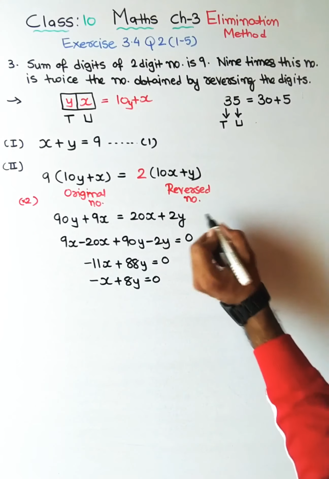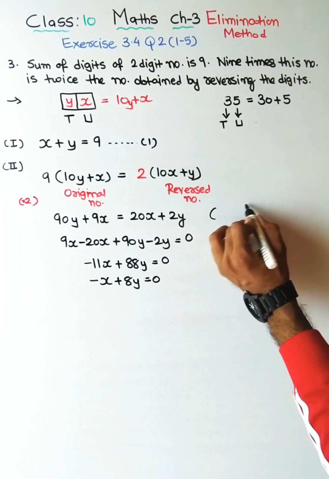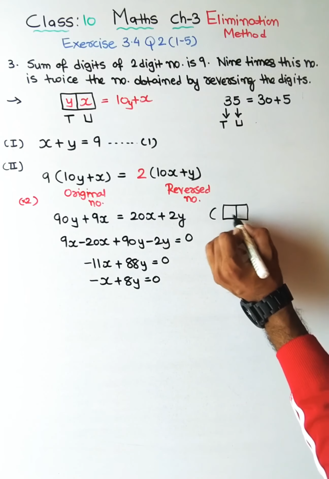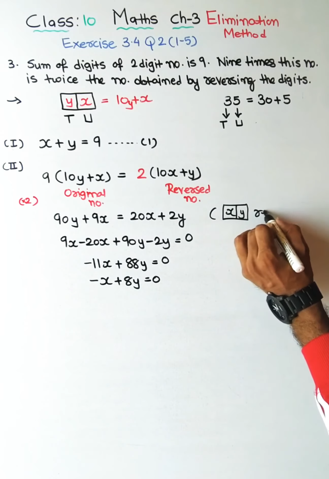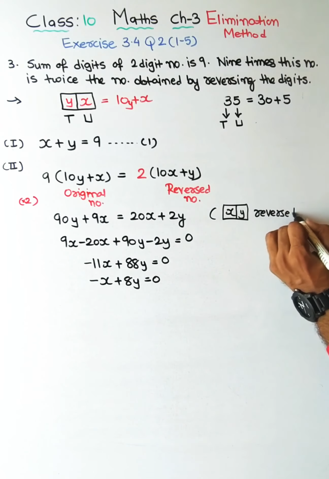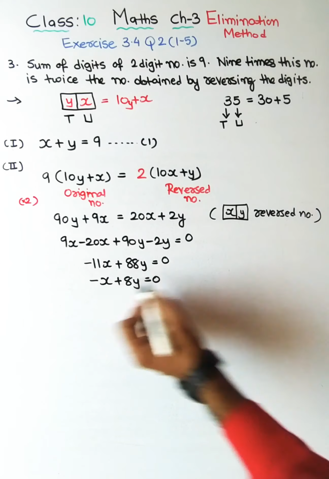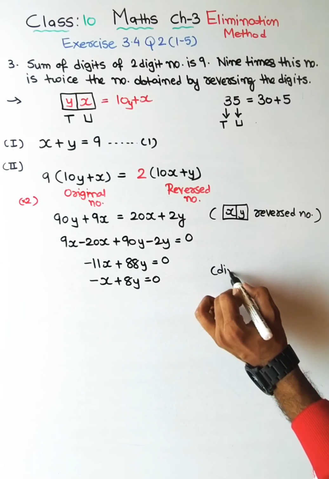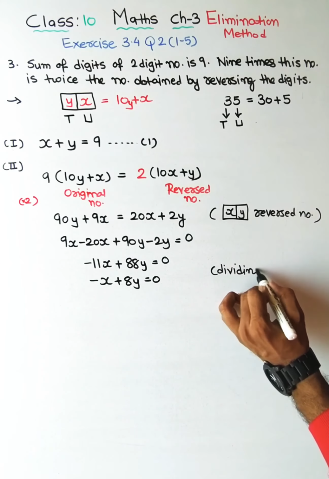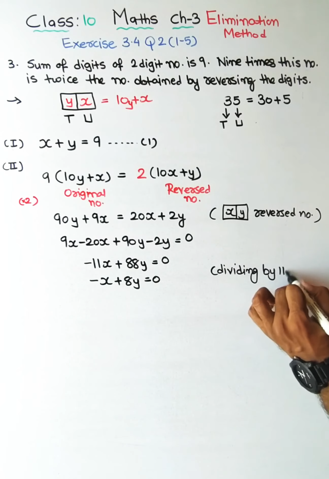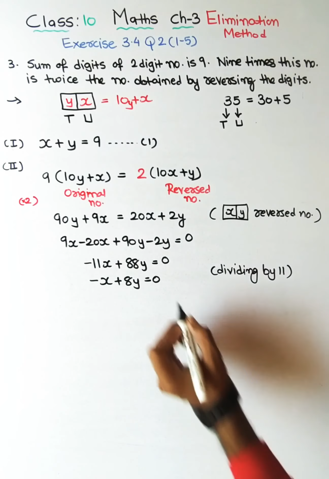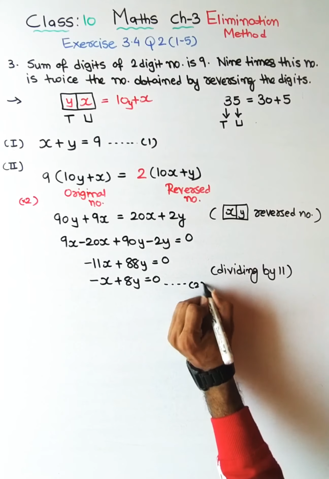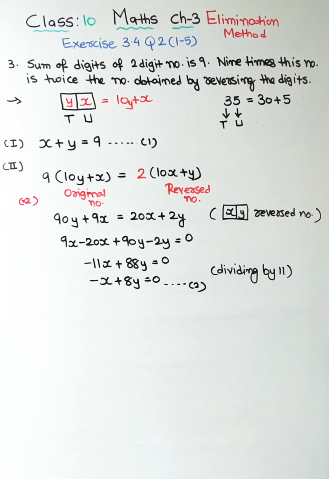Now see, the reverse number, for help I am writing xy as the reverse number. Then here, dividing by 11. Clear? So now here we got our second equation. Now let us go for the solution.